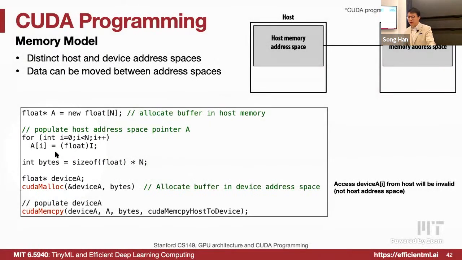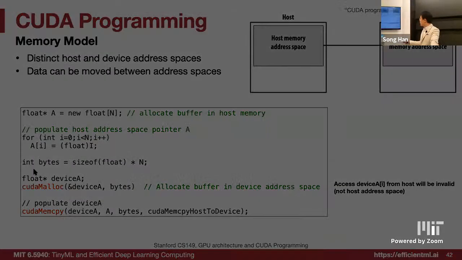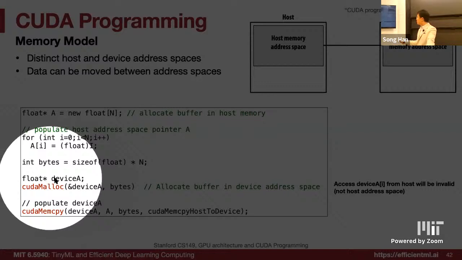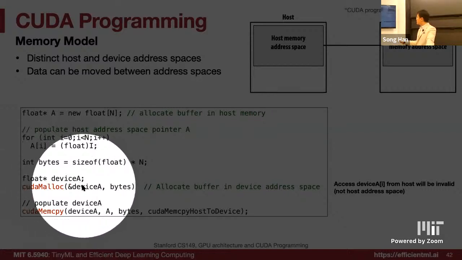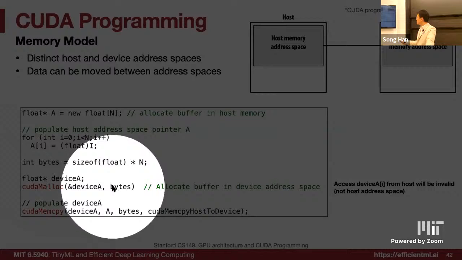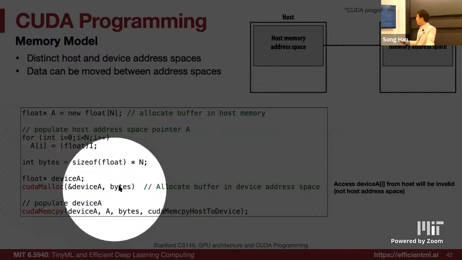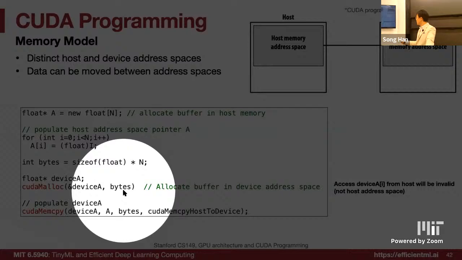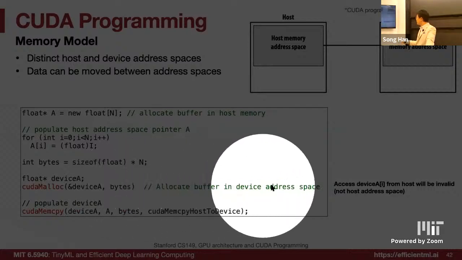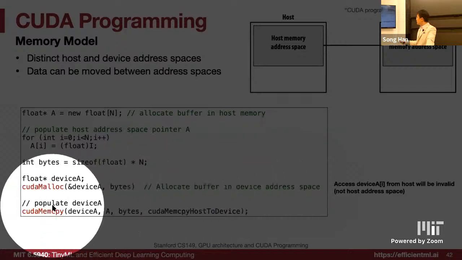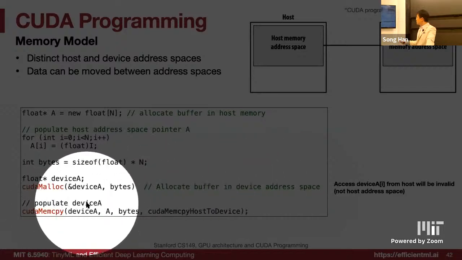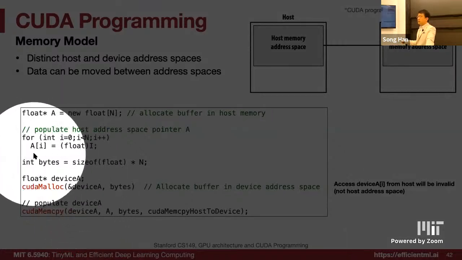Let me give an example at the bottom. We first create an array on the CPU. Its name is A. Then we call cudaMalloc to allocate memory on the GPU by specifying which device and how many bytes. Now this device A address will be allocated with this amount of memory. So we allocate a buffer in the GPU's address space, and then we move data to this address. Device A is the address on the GPU, and A is the address on the CPU.